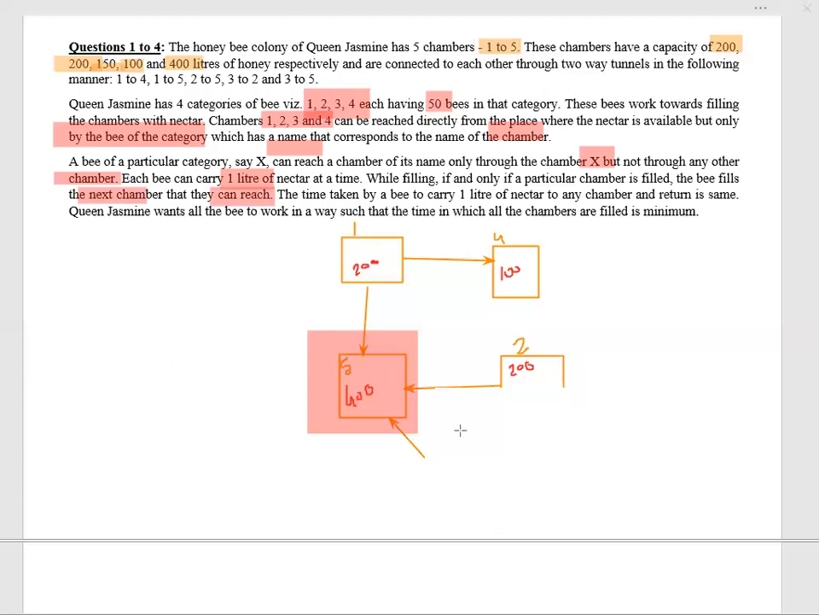So 1, 2, 3, 4 will be filled up with 1, 2, 3, 4 only. 5 can be filled up by any of them, but after filling up its own chamber. The time taken by a bee to carry 1 liter of nectar to any chamber and return is the same. Okay. Queen wants all bees to work in such a way that the time at which chambers are filled is minimum. Okay, fine. So let us look at the problems now.